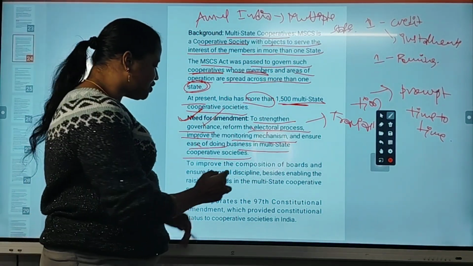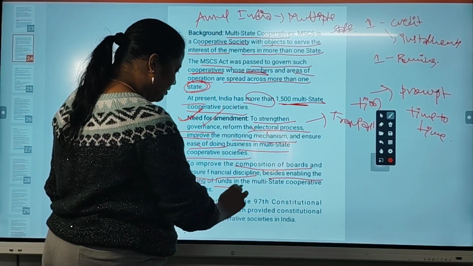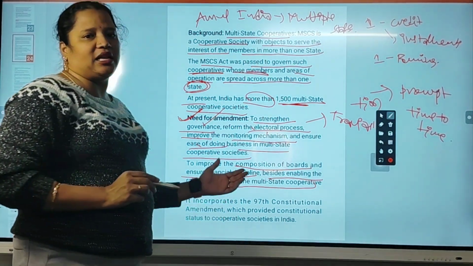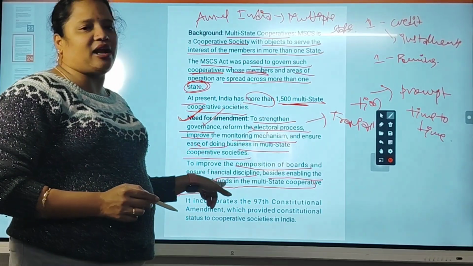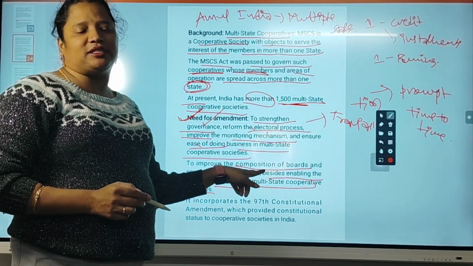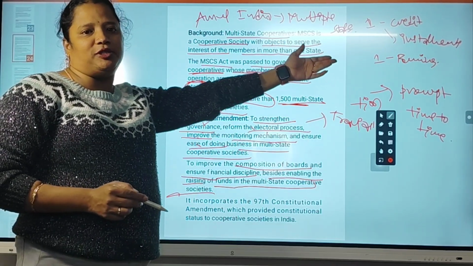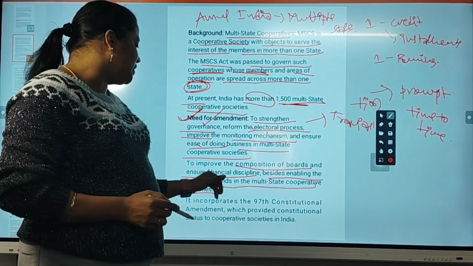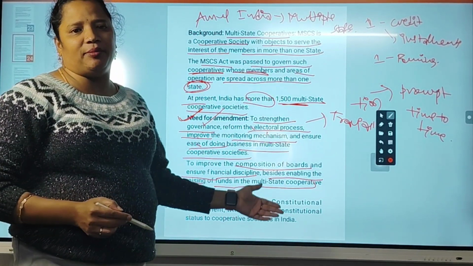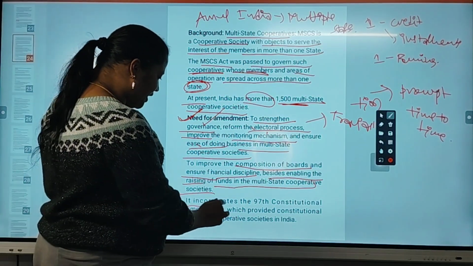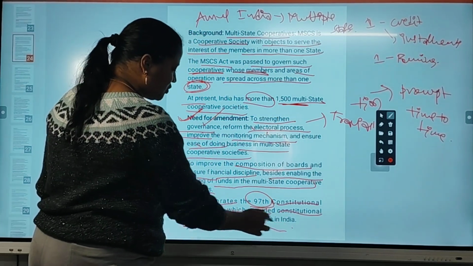So, to improve the composition of boards and ensure financial discipline, besides enabling raising of funds in multi-state cooperative societies, the composition of boards should be reliable and handling of funds should be reliable. It must not be that the leader or any member is misusing the funds. It should not happen like that. So there should be some sort of financial discipline in the cooperative society. That's why the amendment has come up. It incorporates the 97th constitutional amendment, which provided constitutional status to cooperative societies in India.